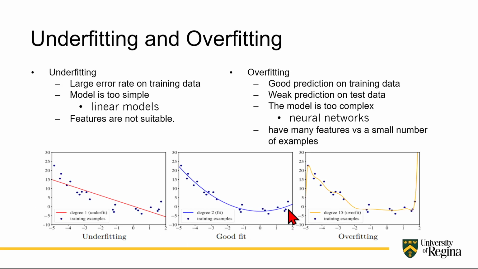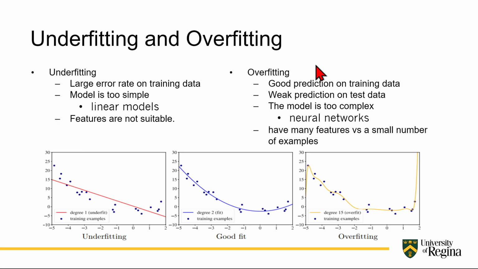When you perform the training, there are some phenomena that could happen. One is underfitting and another is overfitting. In underfitting, you haven't trained your model well enough, and there is a large error on the training data. The reason might be the model is too simple, for example, linear models, or the features are not suitable. You may need to choose other features.